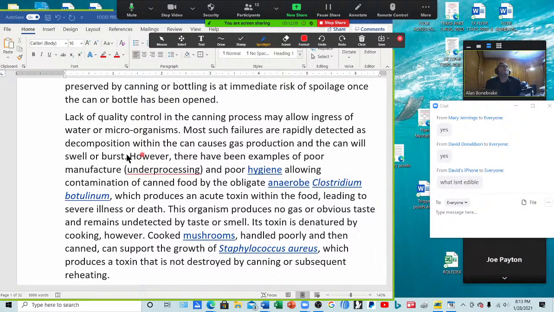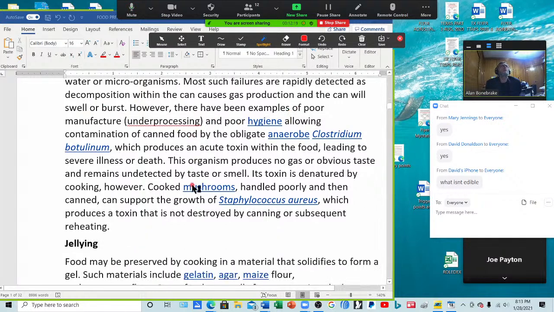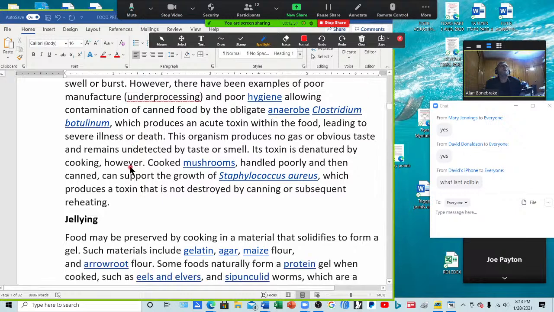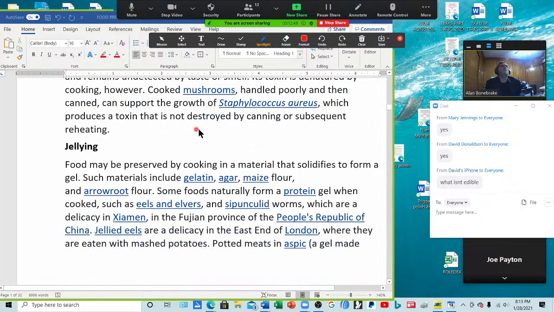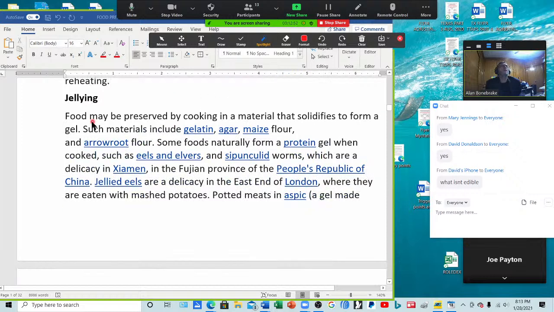Most such failures are rapidly detected as decomposition within the can causes gas production. The can will swell or burst. However, there have been examples of poor manufacture, underprocessing, and poor hygiene allowing contamination of canned food by the obligate anaerobe Clostridium botulinum, which produces an acute toxin within the food, leading to severe illness or death. This organism produces no gas or obvious taste, and remains undetected by taste or smell. Its toxin is denatured by cooking, however. Mushrooms handled poorly and then canned can support growth of Staphylococcus aureus, which produces a toxin that is not destroyed by canning or subsequent reheating.